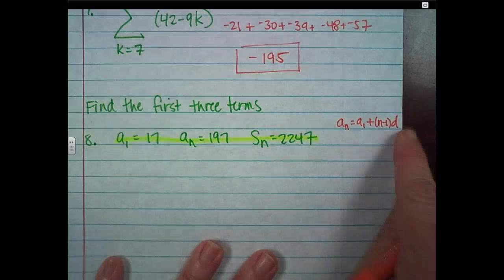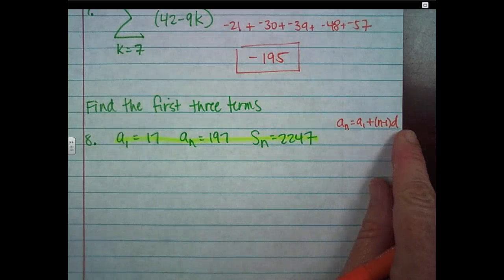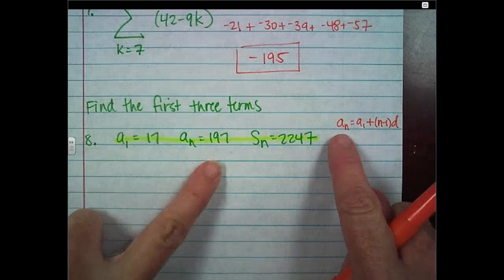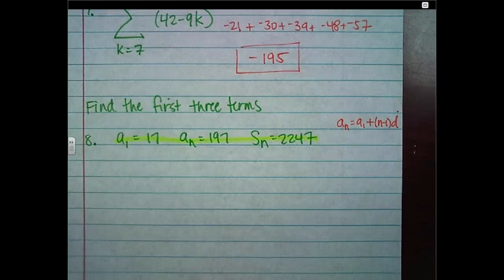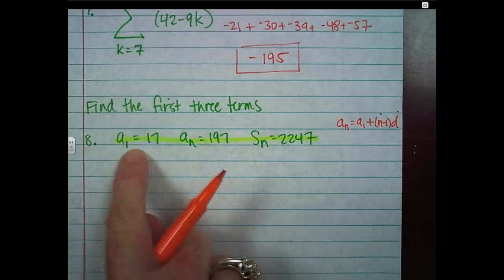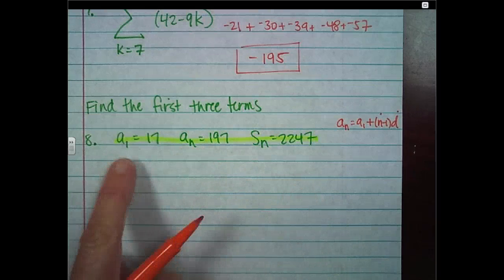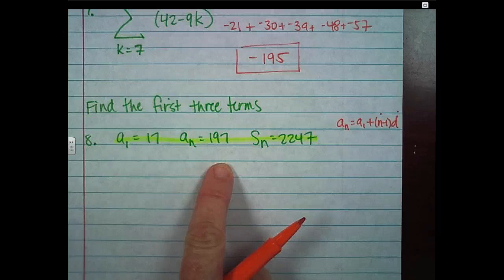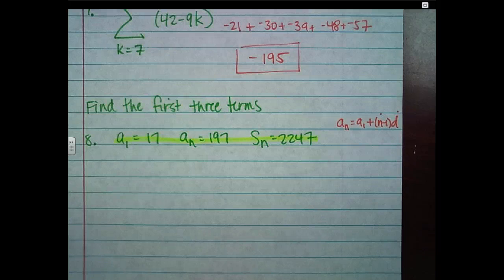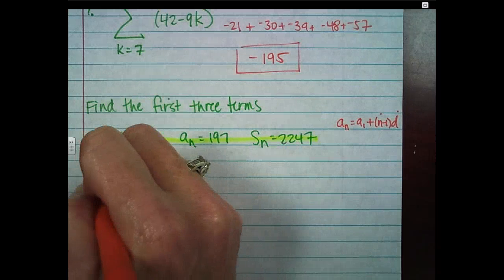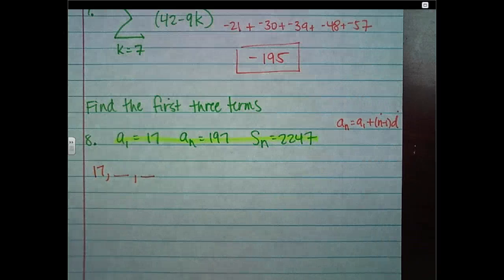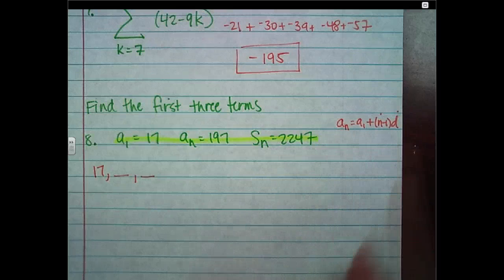If I need D in this formula, I can only have one variable missing. Well, yes, I've got AN, I've got A1, but what's missing out of this formula? Not only is D missing, something else is missing. N. I don't know how many terms there are. I know the first is 17 and I know the last is 197, but I don't know what term number that is. Is it the 10th, the 50th? I don't know. In order to find the first 3 terms, I know the first answer is 17. It's going to be 17, comma, something, something, right? But I can't find the other 2 without D.